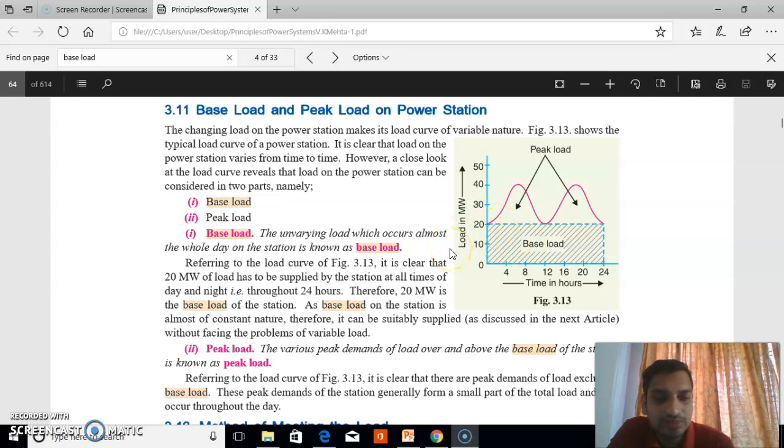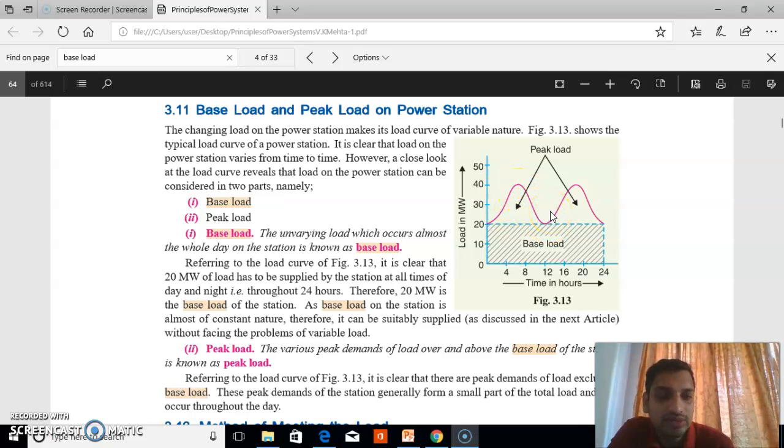Then next one is peak load. Peak load is nothing but the demand above the base load. This pink line is the load curve. The demand above the base load, that is the peak load. So 20 megawatt is the base load, and demand above 20 megawatt is the peak load. The peak load is not constant, it is varying with respect to time.